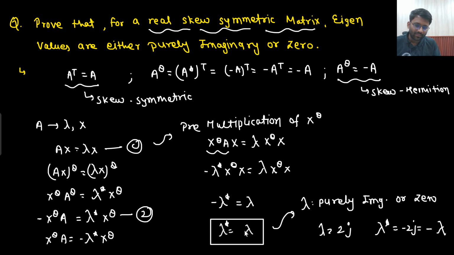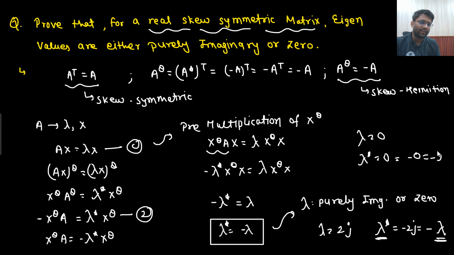Lambda conjugate is coming out to be as minus lambda. So if lambda is 2j, then lambda conjugate will be minus 2j. Can I write it down as minus lambda? Yes, sir. Lambda conjugate is coming out to be as minus lambda. What does that mean? Lambda is purely imaginary. Or it could be 0 as well. How it could be 0? Lambda is 0. What is lambda conjugate? That is also 0. Can I write it down as minus 0?